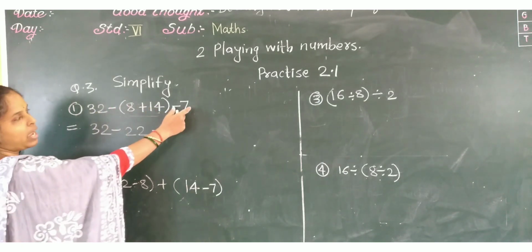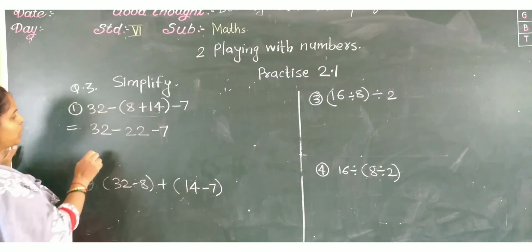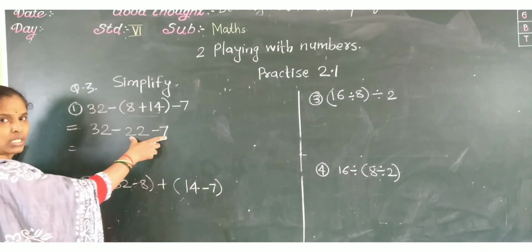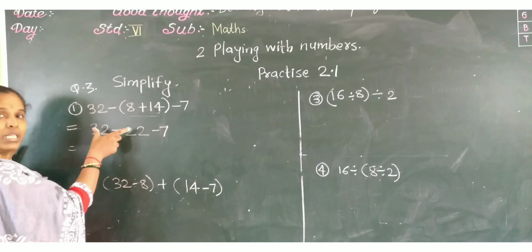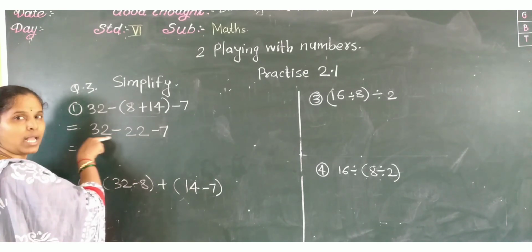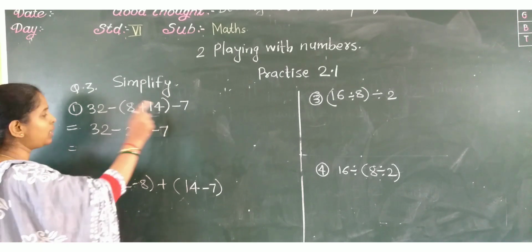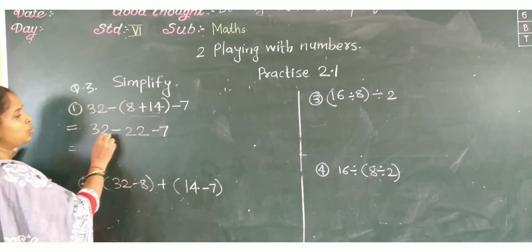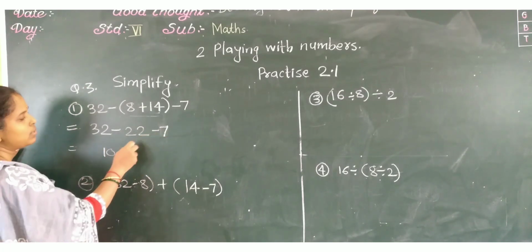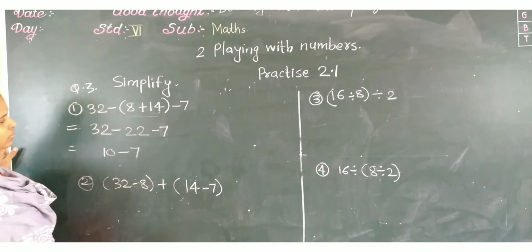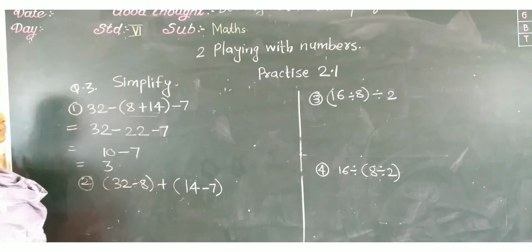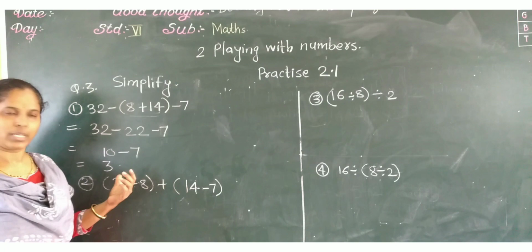And other things we have to write as they are. Now next, what will we do first? First this subtraction or this subtraction? This subtraction, if you have to go from left to right. So 32 minus 22: 2 minus 2 is 0, 3 minus 2 is 1. Minus 7. So 10 minus 7 is 3. This is the answer.